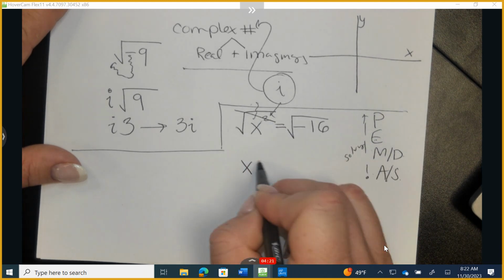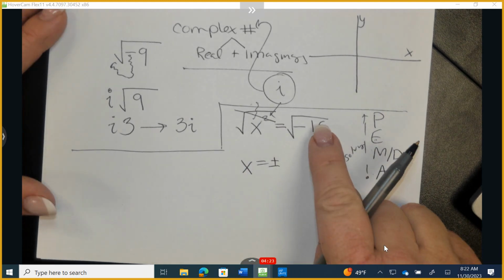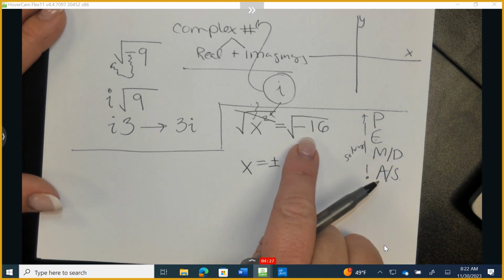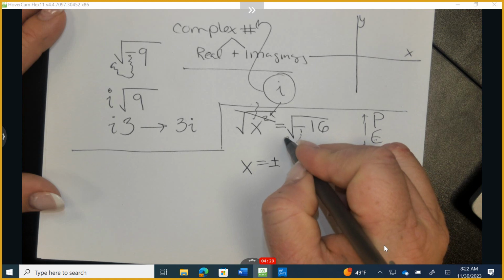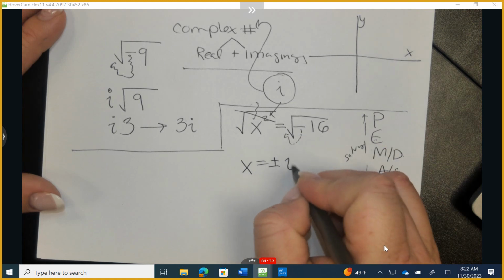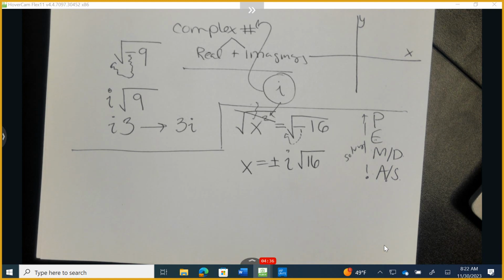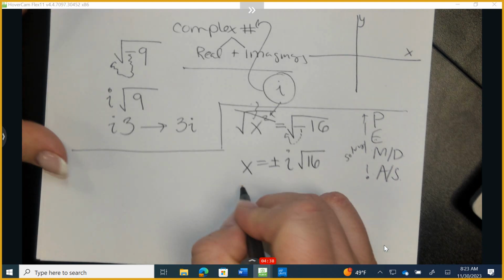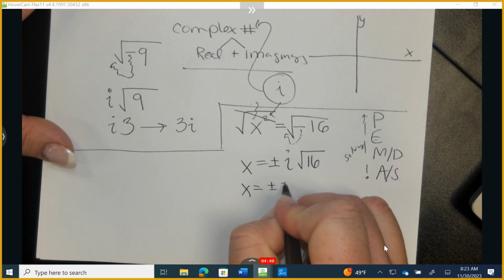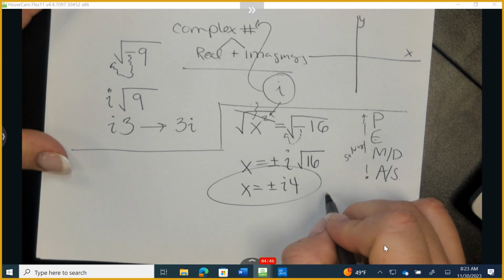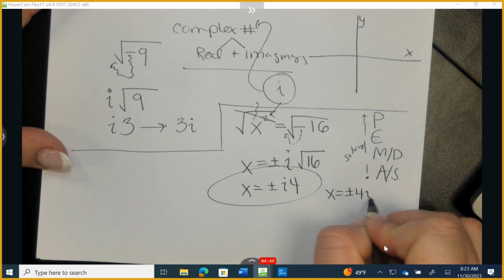This will produce two answers. But again, like I said, your previous math teacher told you the truth. You cannot take the square root of a negative. So this pops out front and it becomes not a negative, but an i. And now I can take the square root of 16. The square root of 16 is 4. If you gave this to me on an assessment, I would not count it wrong, but the proper way to write it would be plus or minus 4i.